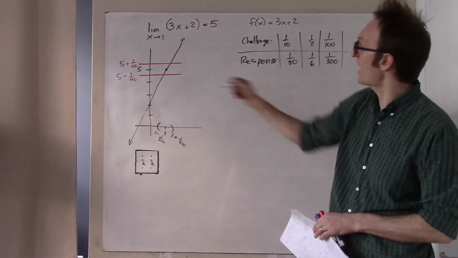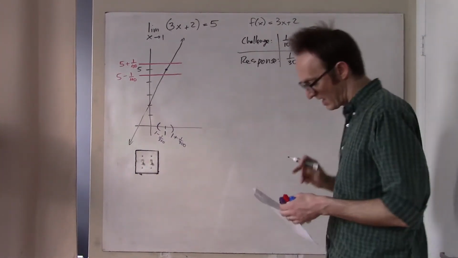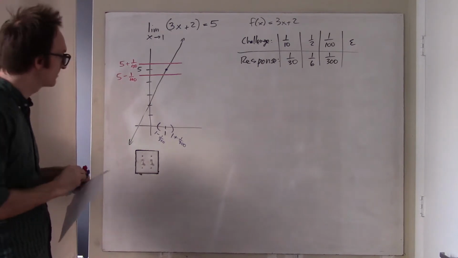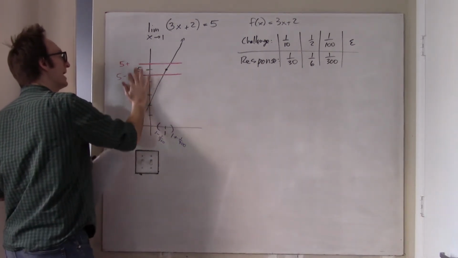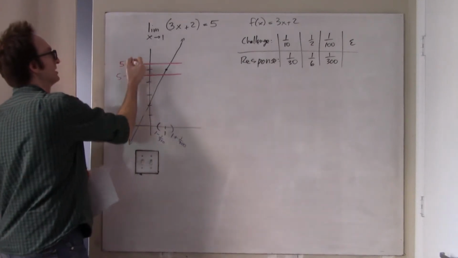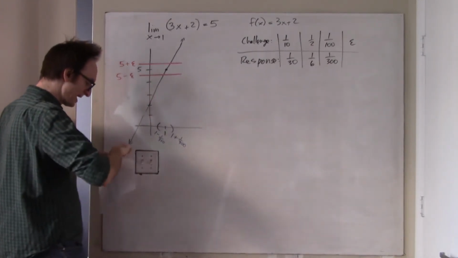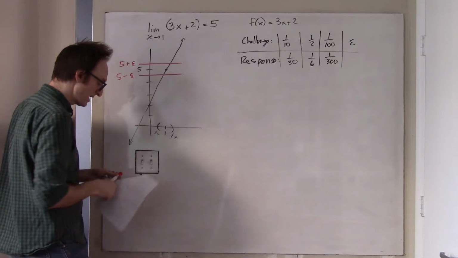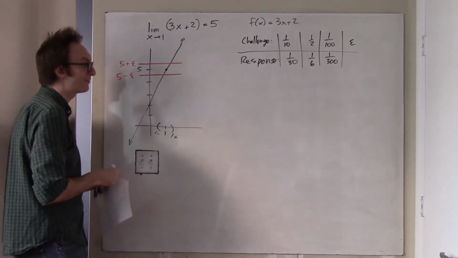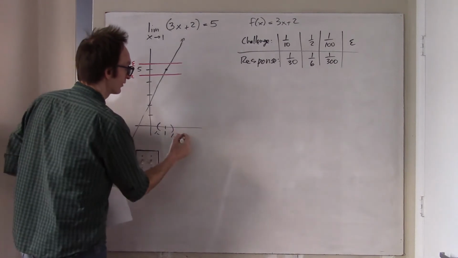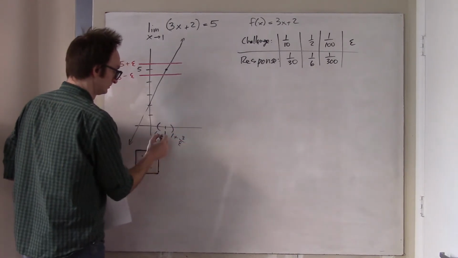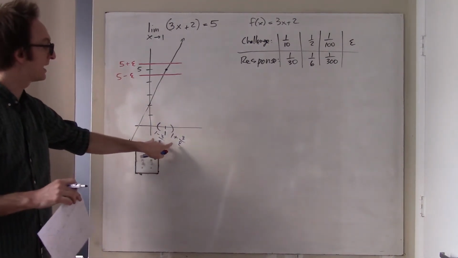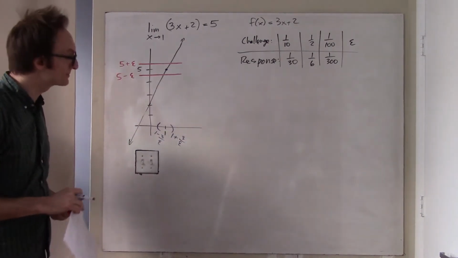We call this challenge number, like we did last semester, epsilon. And epsilon is just the Greek letter that we use for a very small number. And here, if I am challenged with a very small number, epsilon, I think it is clear that because this line has slope 3, I am allowed to wander off by epsilon over 3. As long as I stay within epsilon over 3, then my output will always be within epsilon of 5.